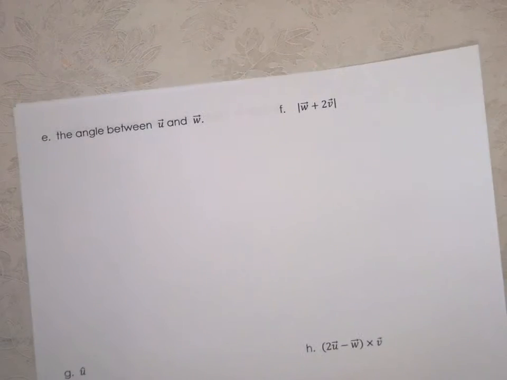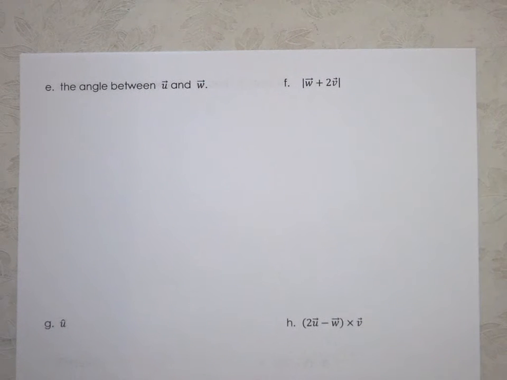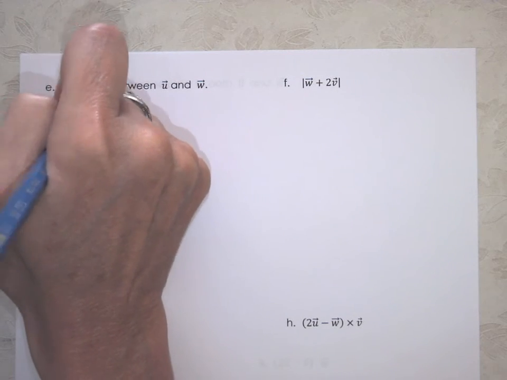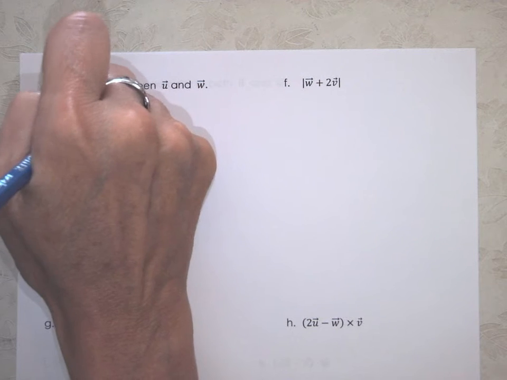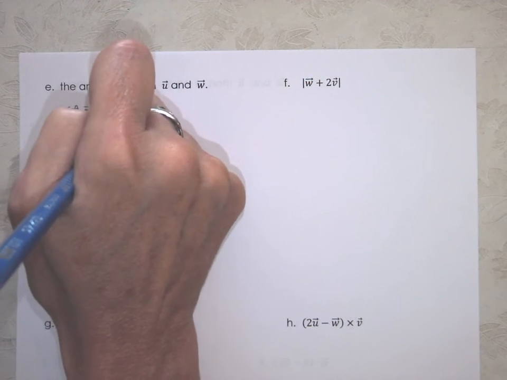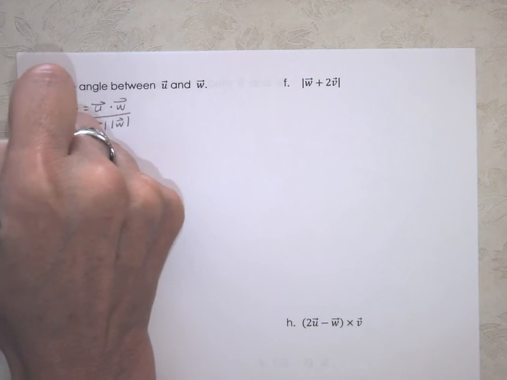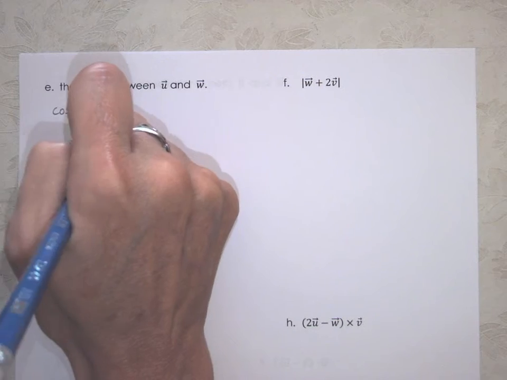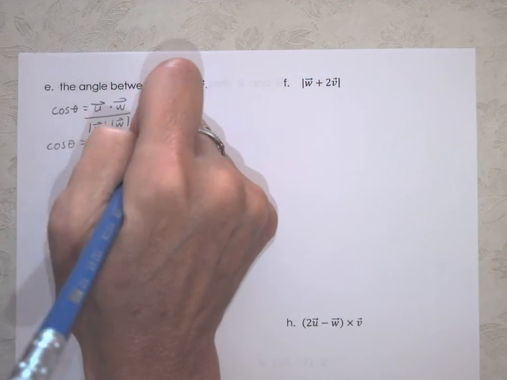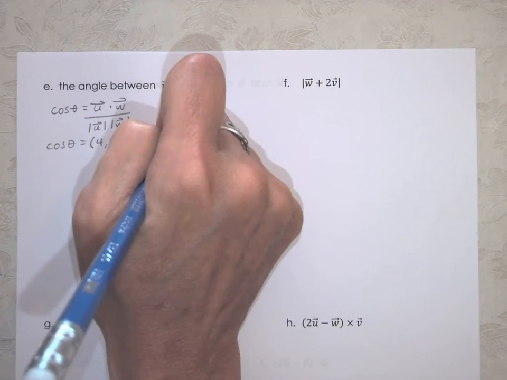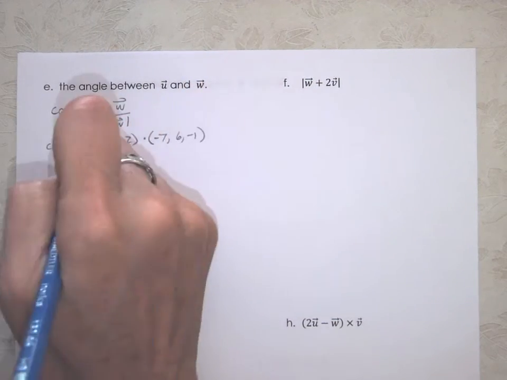So the next question wants us to find the angle between u and w. We can call that angle theta if we want. We know we always use dot product to do that. So the cos of theta is going to be u dot w over the magnitude of vector u times the magnitude of vector w. So vector u was 4, 2, negative 2, dotted with vector w, which was negative 7, 6, negative 1.